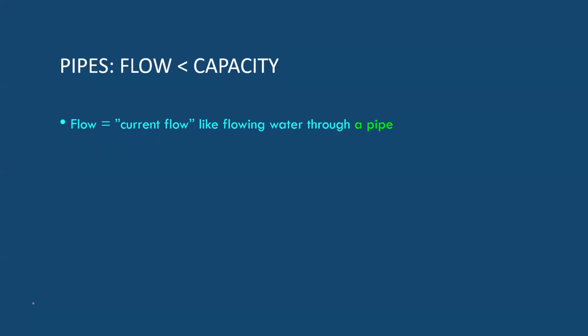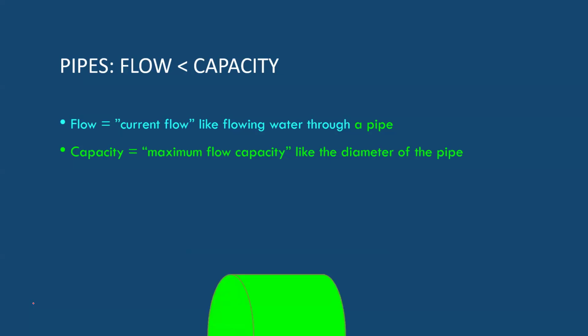So we're going to have the current flow. I'm going to color this in blue for the moment until we get our bearings. That's like how much water is flowing through a particular edge or a particular pipe, okay? And green is going to be the maximum capacity, or think of it as the diameter of that pipe, or the maximum capacity of an edge.